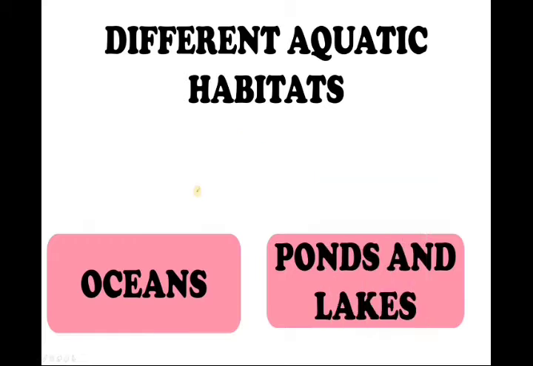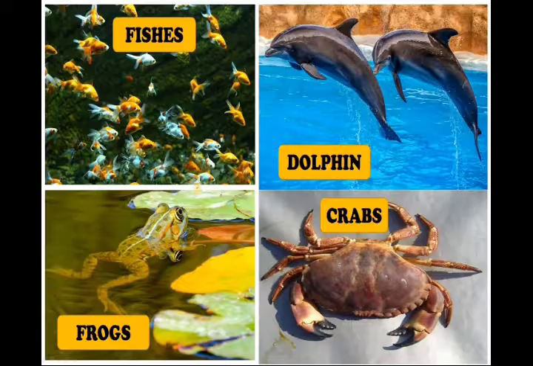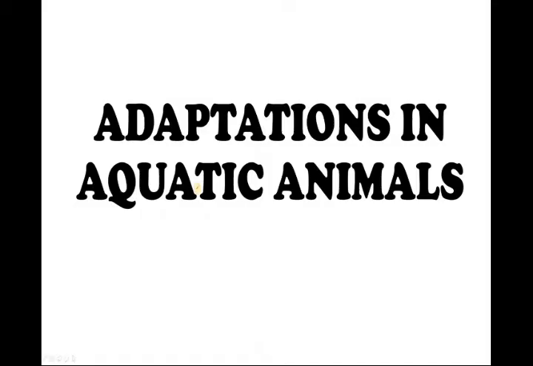Hello children, today we are going to start the different aquatic habitats. Till last class we have discussed terrestrial habitat. Children, look here: the fish, the dolphin, crabs, frogs, those organisms which are present in the ocean, right? Now let's study the adaptations in aquatic animals. What type of adaptation? First let's have the ocean.